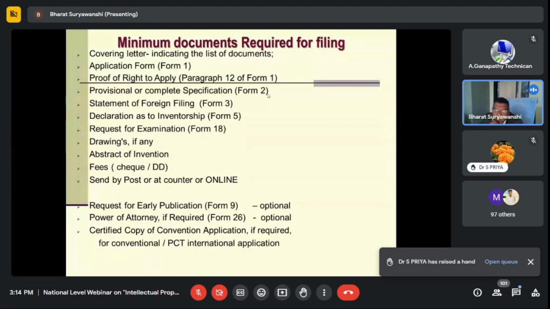What is a provisional application? Today you get an idea that you should produce herbal medicine. You file, but within 12 months you have to complete your medicine or process. Form 5 is for adding your friend's name as an inventor. Form 18, request for examination. Abstract, then drawings, and a cheque, a DD or cheque if you are paying offline. If you want to pay online, you can pay the fees online.